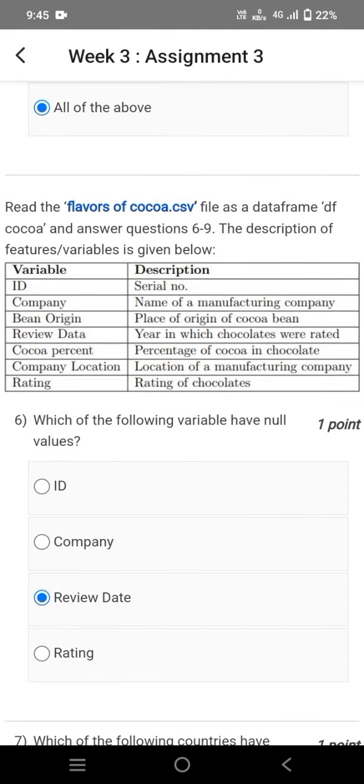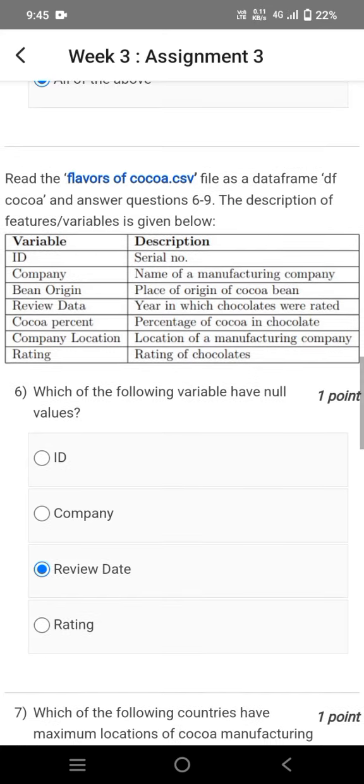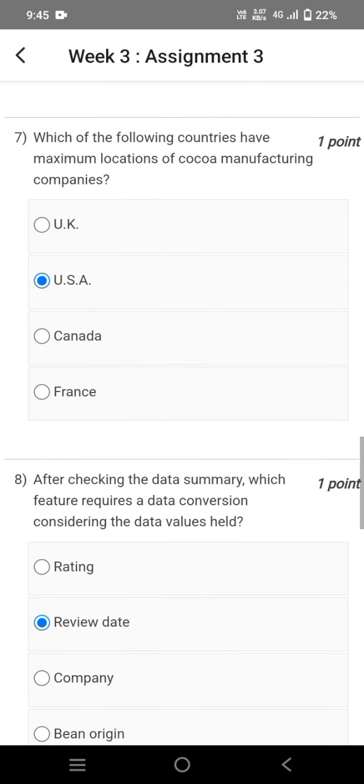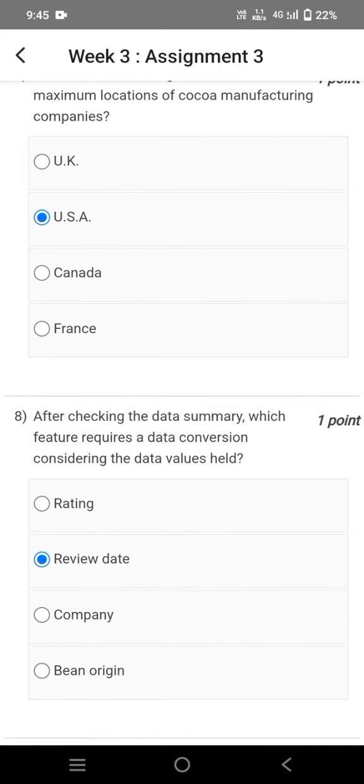Question sixth, which of the following variable have null values? Answer will be option C, review date. Review date have null values. Question seventh, which of the following country have maximum location of the cocoa manufacturing companies? Answer will be option B, that is USA. Question 8. After checking the data summary, which feature require a data conversion considering the data values ahead? Answer will be option B, that is review date.